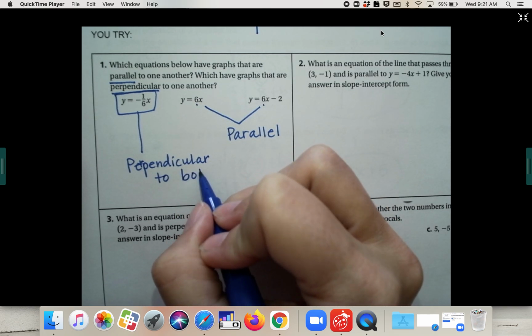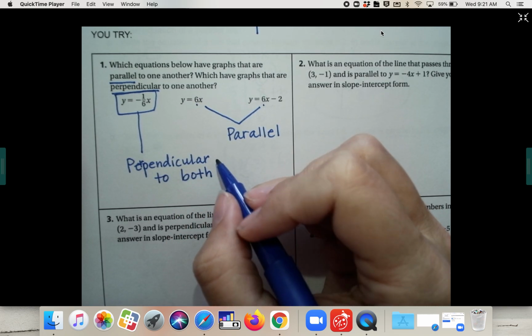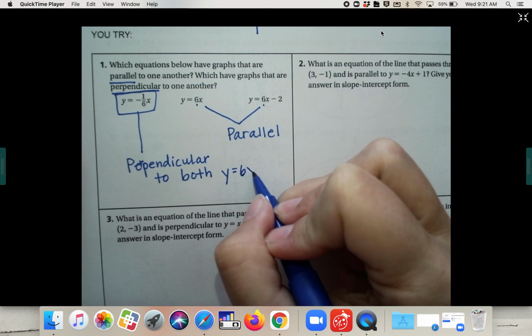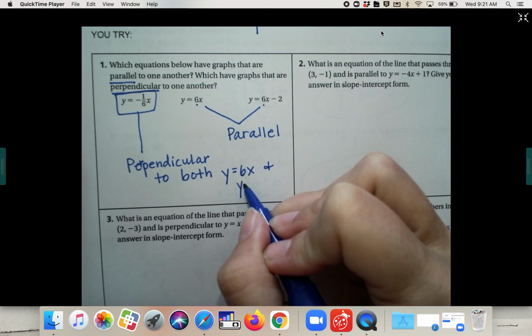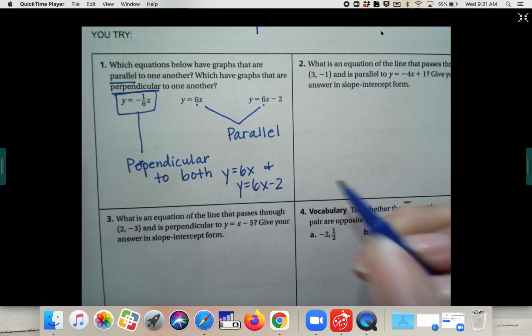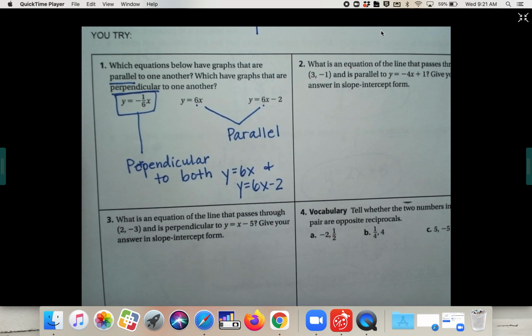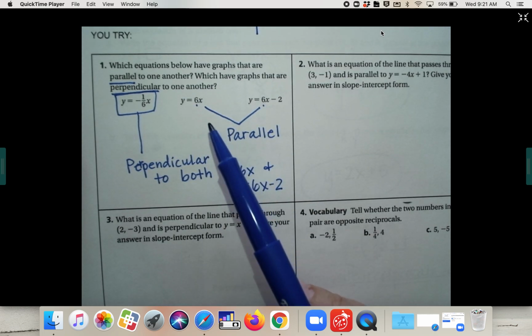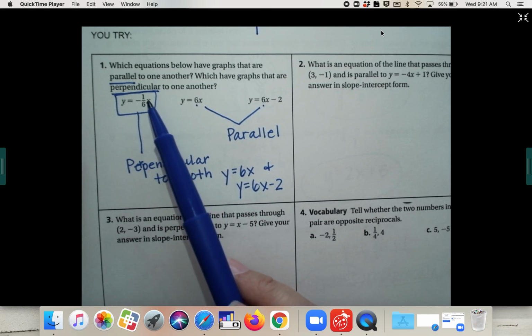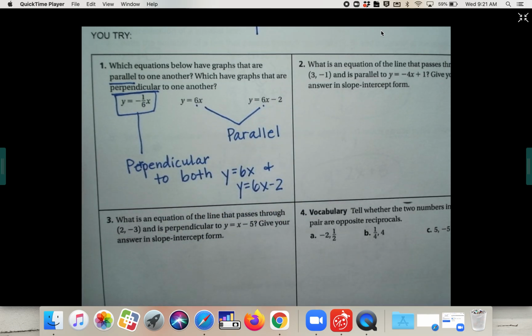to both, I'll just write it out, both this one and this one. Okay. So these two are parallel to each other. This is probably not the best way to do it, but that's okay. These two are parallel to each other, and the negative 1/6 is perpendicular to both of these.